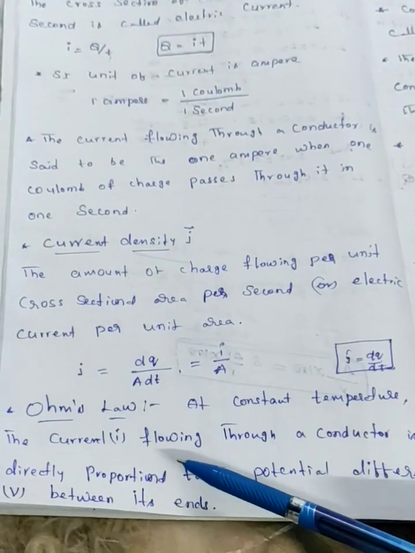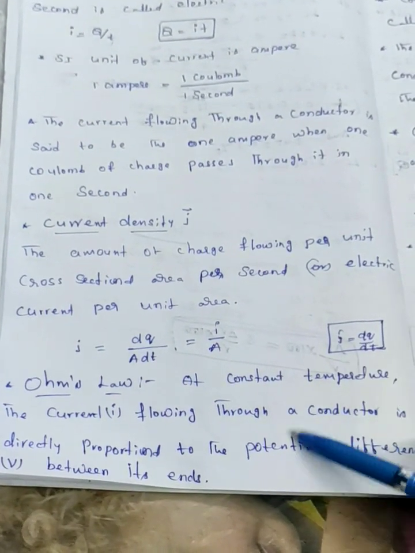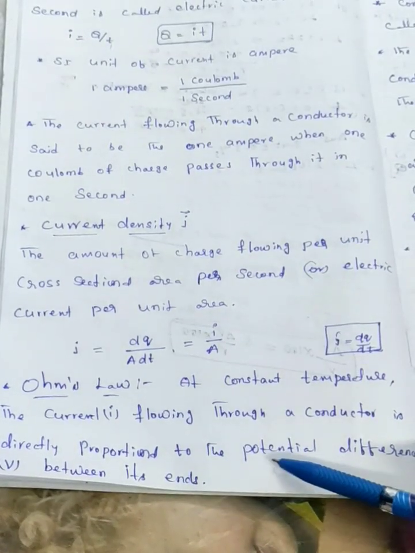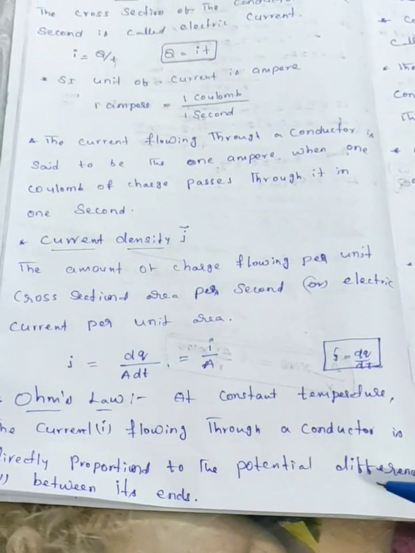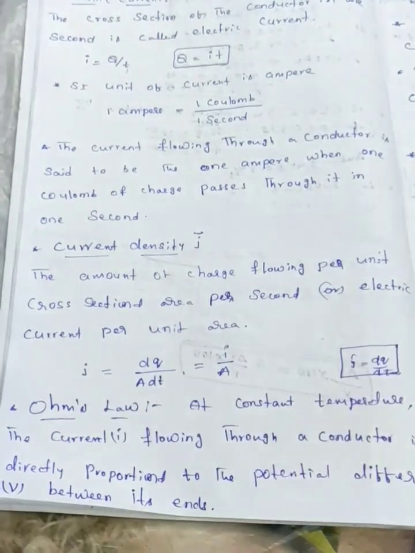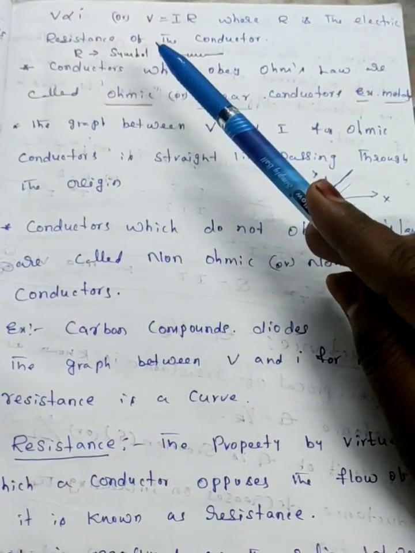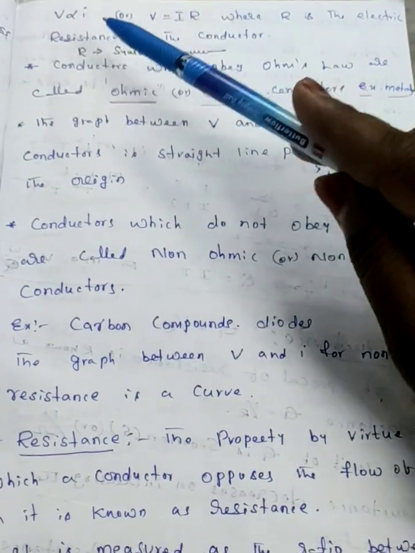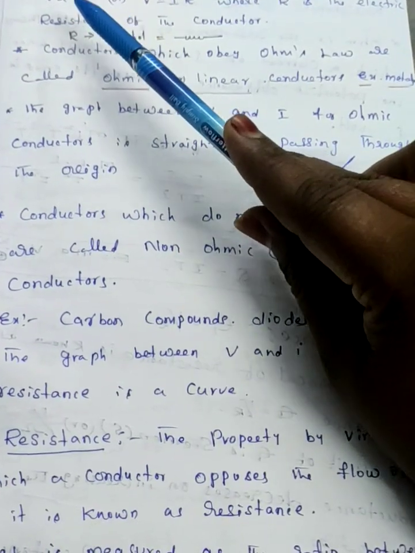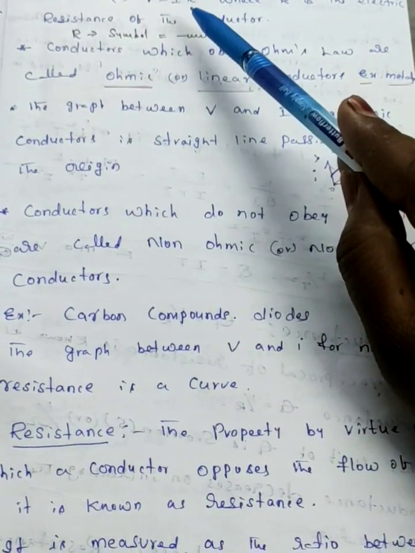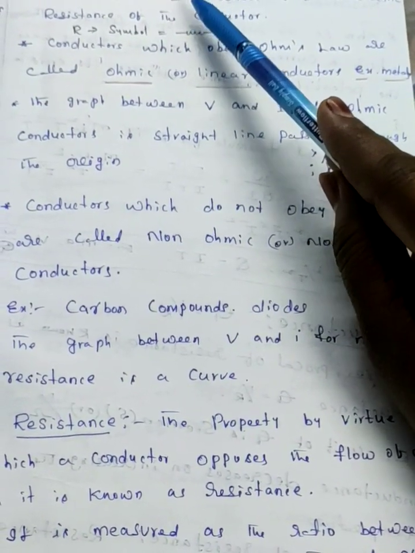Ohm's law. At constant temperature, potential is directly proportional to the electric current. Whenever current is passing through the conductor, the potential difference between the two ends is directly proportional to the electric current. After removing this proportional symbol, one constant we take, that is R. R is the resistance of the conductor.